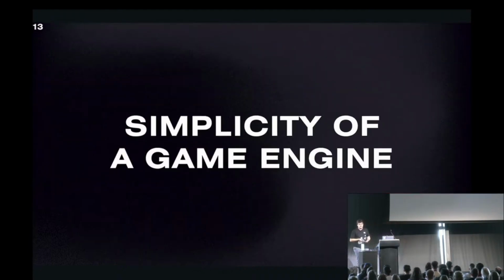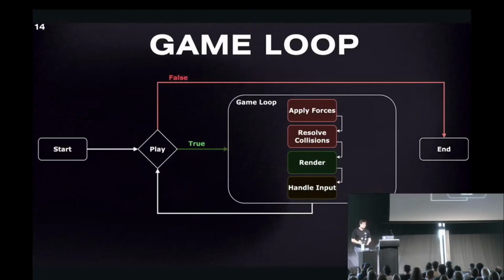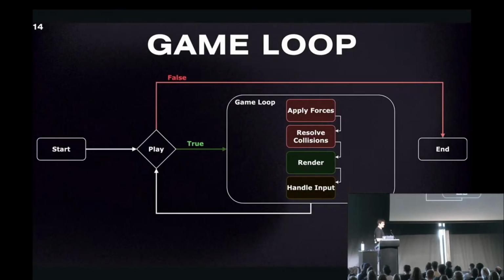So what about the simplicity of a game engine? You might be thinking, this is still quite a lot and it's confusing and that's not very simple. All those systems aren't very simple. Well, at the end of the day, a game engine is just a game loop. And what is a game loop? It's essentially just something that continuously runs while you're playing the game.